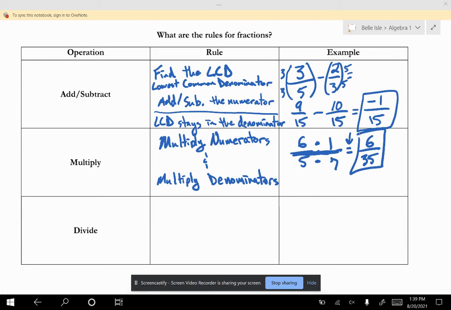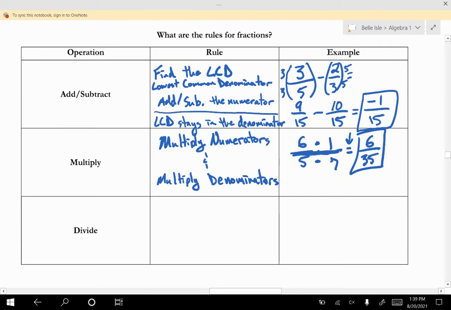So let's look at division problems with fractions. Division with fractions actually means you'll never have to divide anything, because you turn it into a multiplication problem. Does anybody remember how you do that?